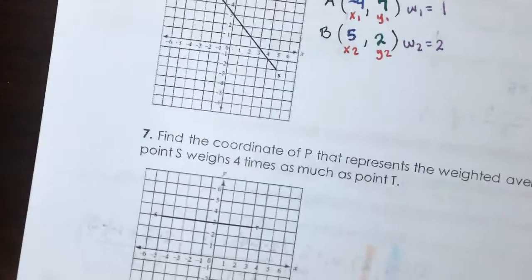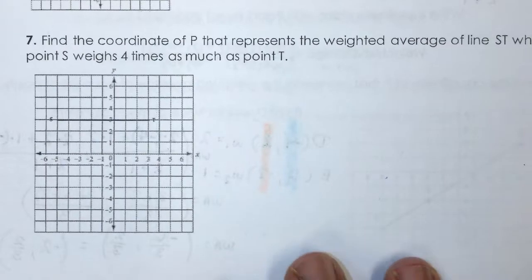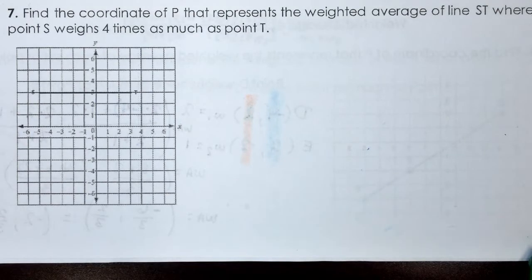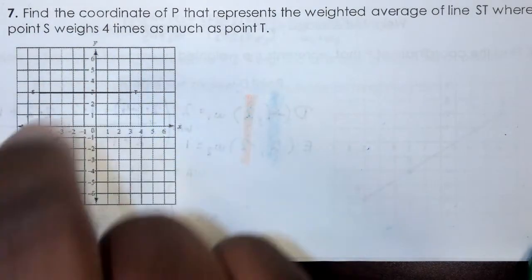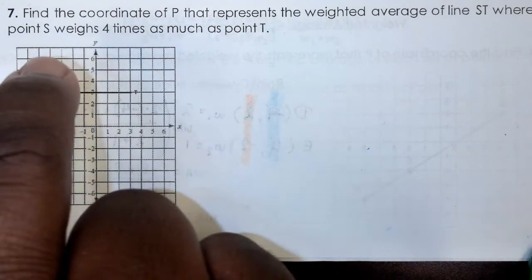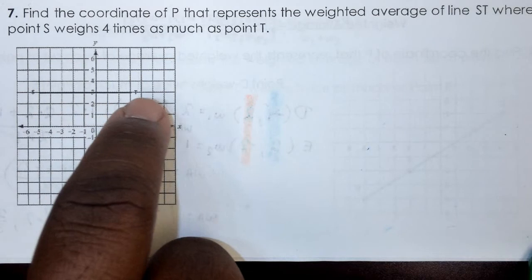Number 7. Same thing, nothing changed. The reason I want to show you this one is that this line is on the graph horizontally. For those who know what graphs are doing, you should know there's no change in my y values. That's why the line is horizontal. The only thing that changes is my x values. On this line, my y value, no matter what point you pick, is always going to be 3. So it's at 3 on the y-axis. The change is in x. It goes from -5 to +3.